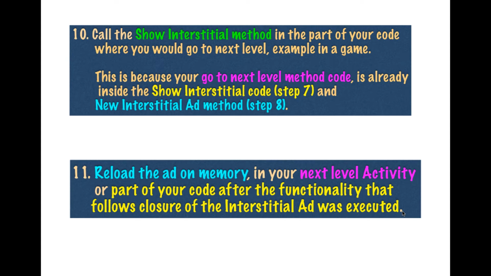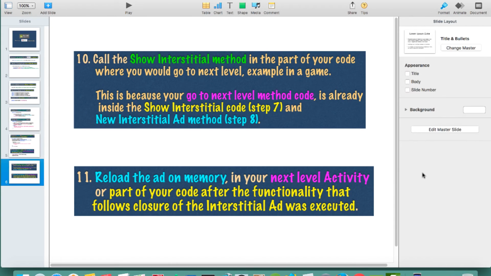So to be sure that there is an ad in memory again when the show interstitial method is activated, you have to reload the ad again in memory. So you put that in your next screen or next level activity or next level of the game that the user is playing. So let's do this. Let's do these steps in action in real life.